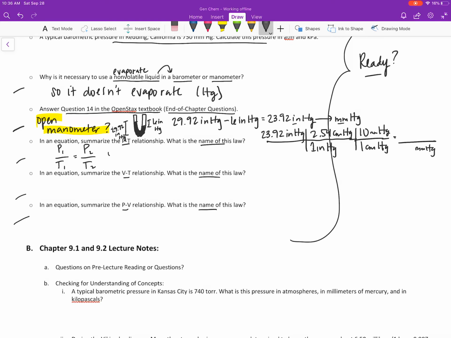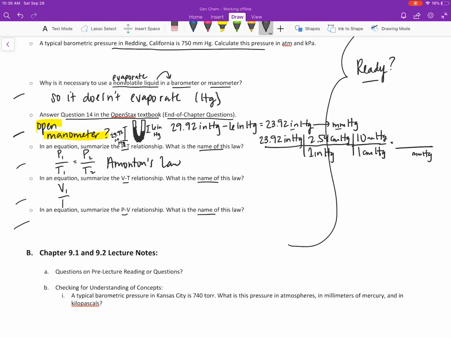And we see that according to Amontons's law, the pressure and the temperature of the system are directly related: one goes up, the other goes up. And then that is also true about volume and temperature. They are directly related to each other, meaning one goes up, the other goes up. One goes down, the other goes down. And this is called Charles's law.